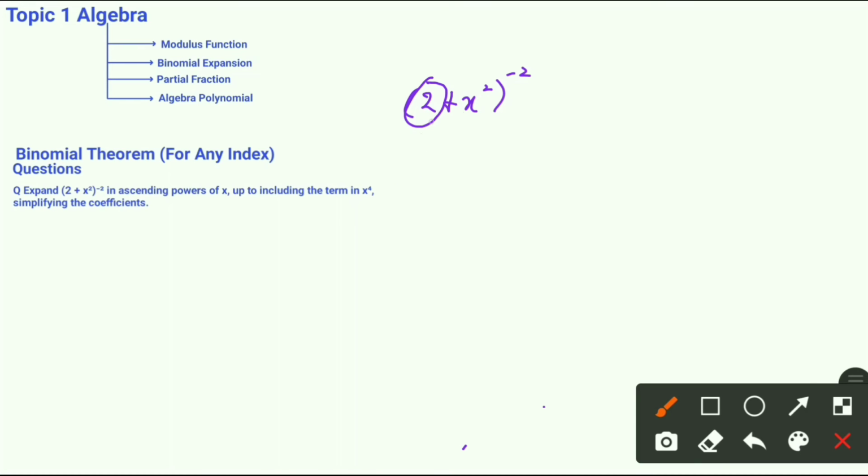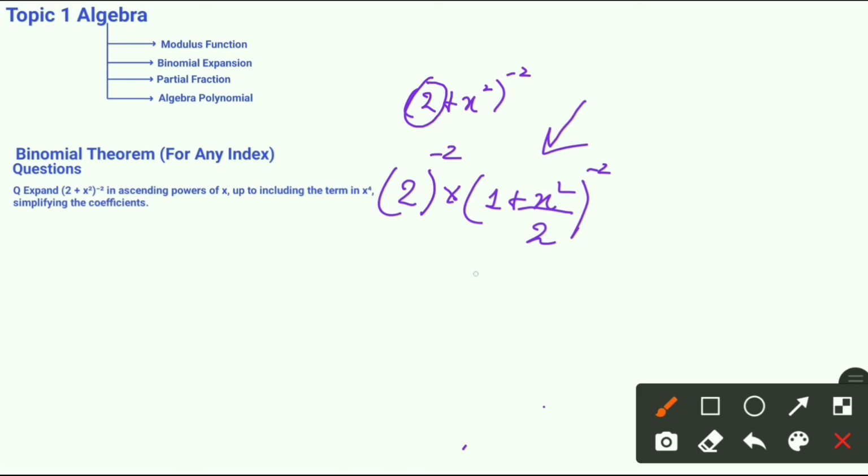So we're going to take 2 as a common factor, and if we take 2 as a common factor, then it's going to be like this: 2 to the power minus 2 multiplied by (1 + x squared upon 2) to the power minus 2. And now we're going to expand this one. So this is going to be 1 upon 4. Now we're going to expand this. nC0 is 1. nC1 is n upon 1 factorial, and the value of n would be minus 2. So minus 2 upon 1 factorial multiplied by x squared upon 2.